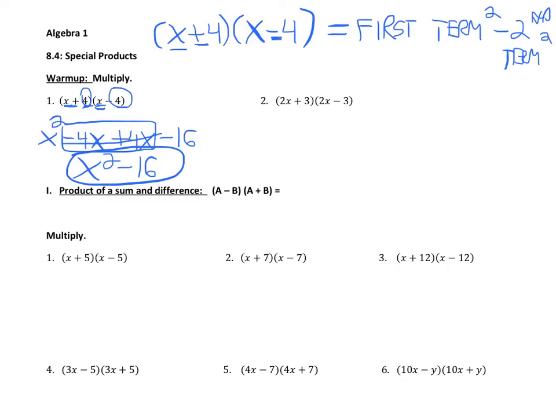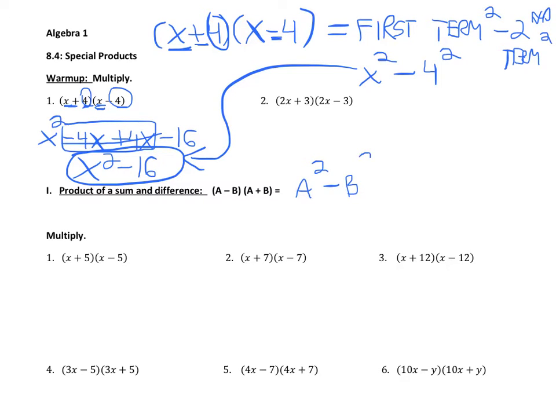So if you look, the first term in this is x, so that's x squared. Then we'll put minus, the second term is this 4. Well, 4 squared gives us this 16. So to sum it up, for a product of a sum and difference, if we have a minus b times a plus b, it really just winds up giving us a squared minus b squared. The inner and the outer terms cancel out.